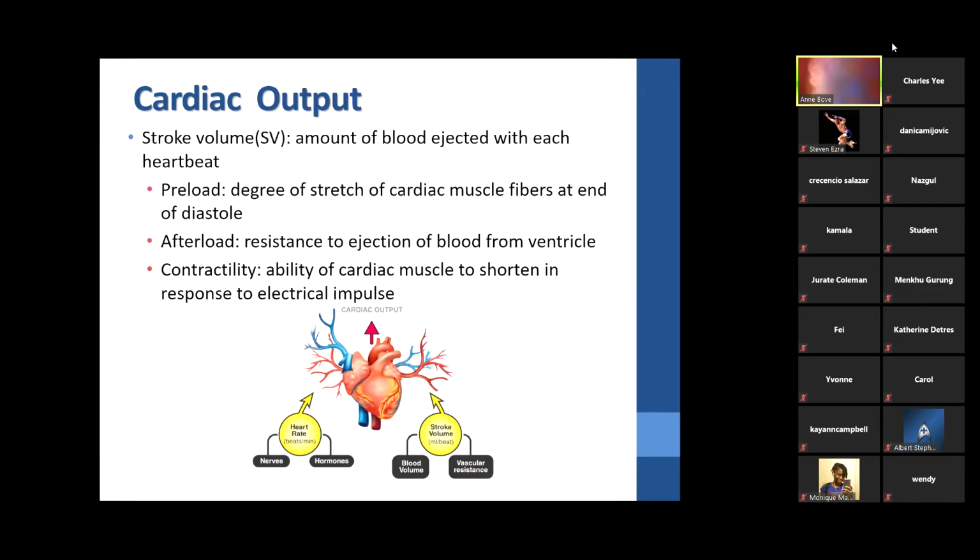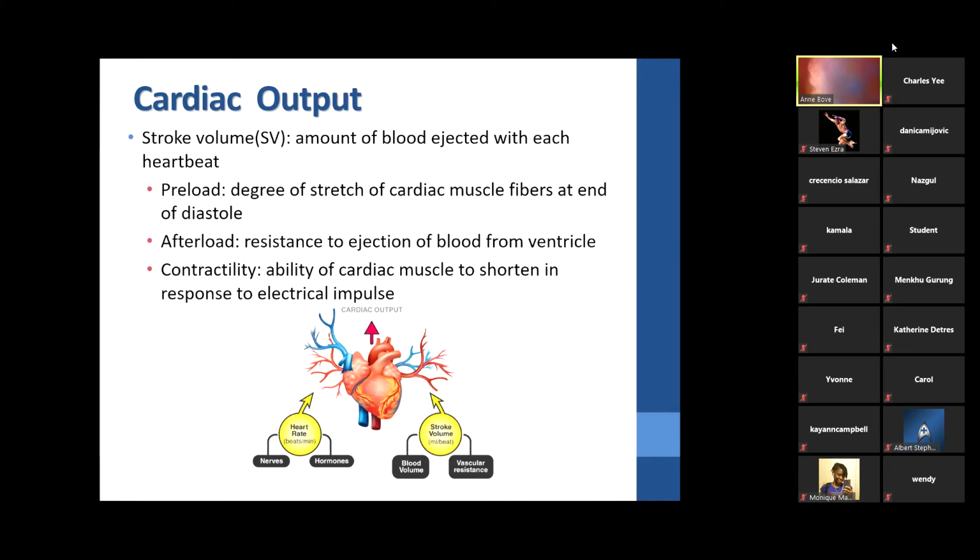So in terms of looking at cardiac output, it's the amount of blood that's ejected with each heartbeat. What impacts that are your 3 components of perfusion. That's preload, which is also known as left ventricular end diastolic pressure, and is really more simply looked at as fluid volume.